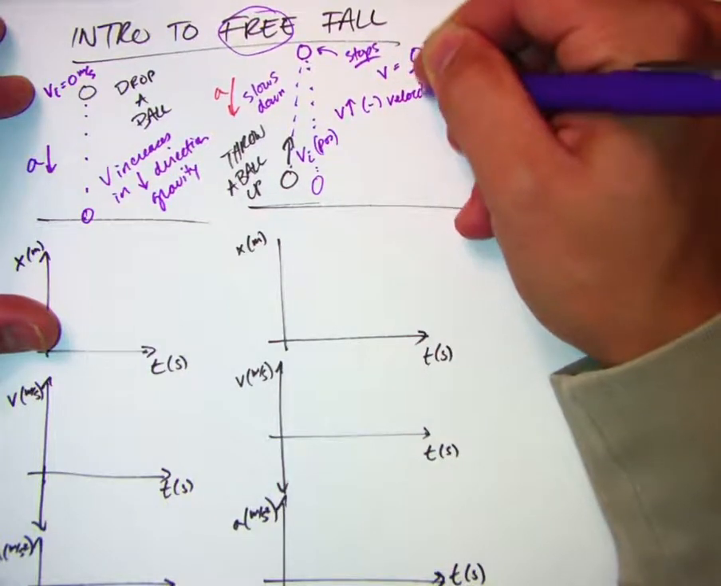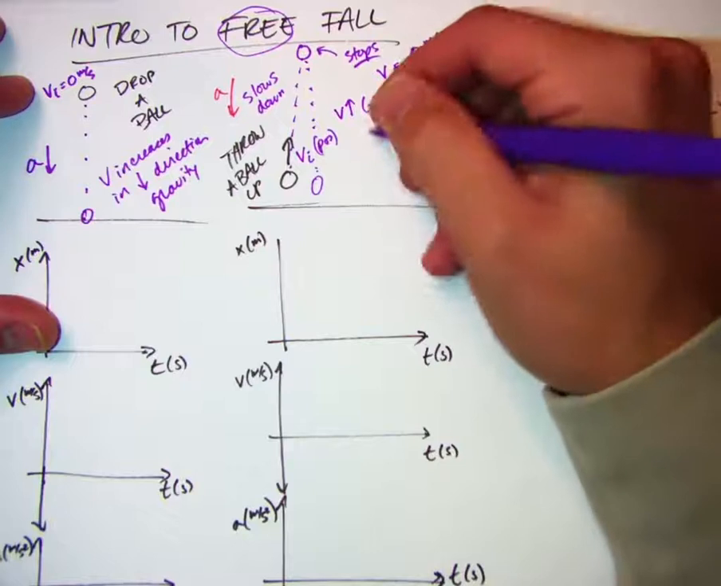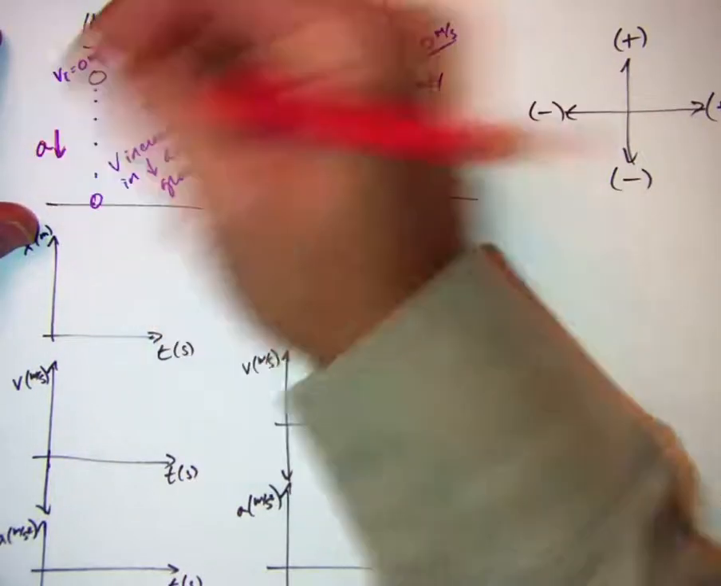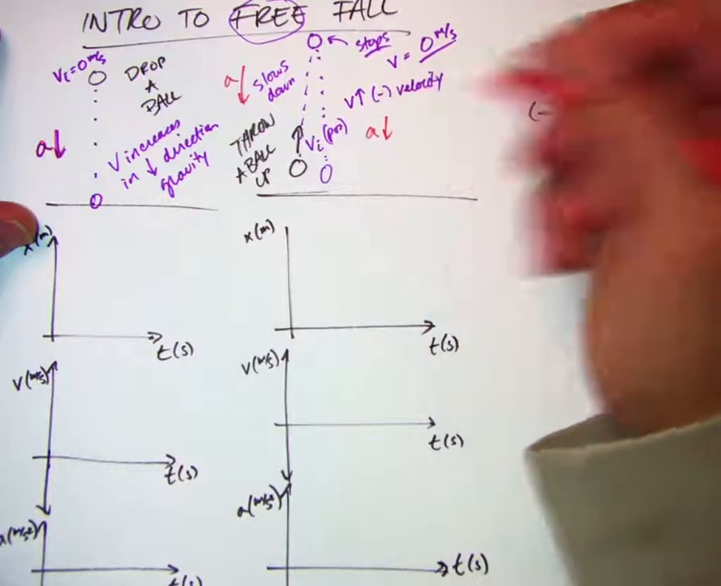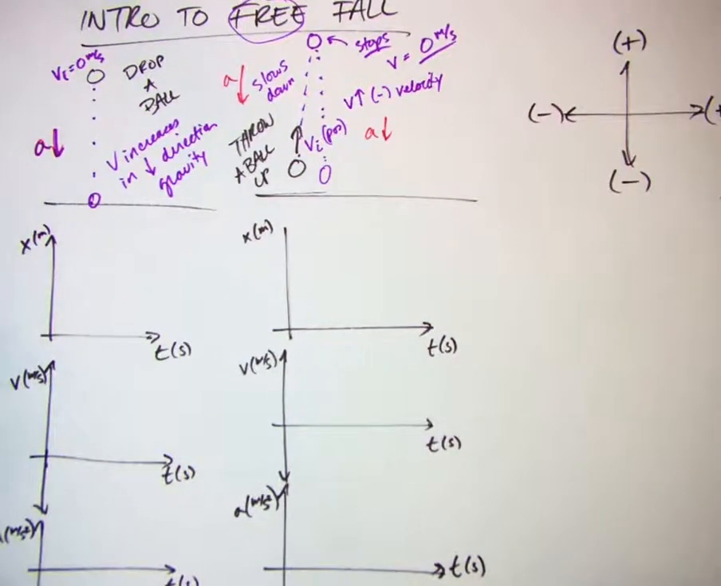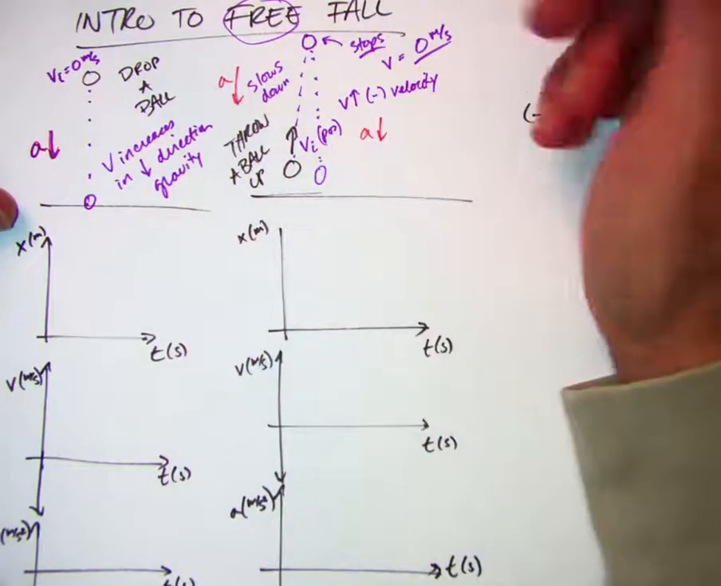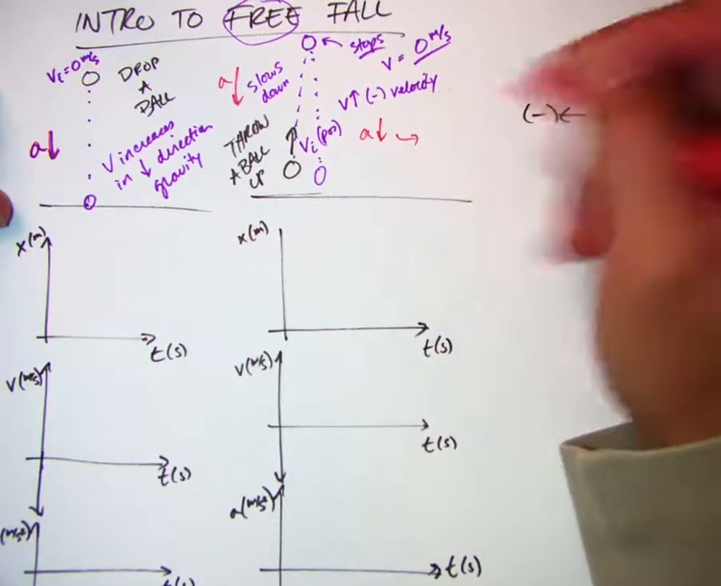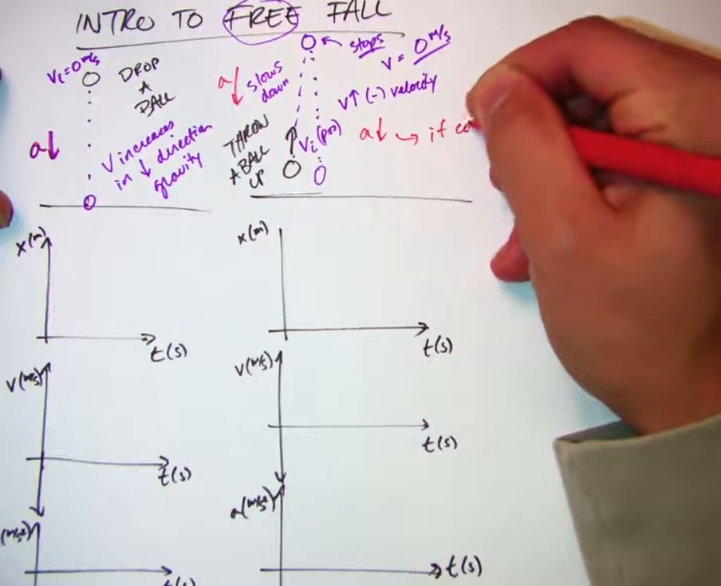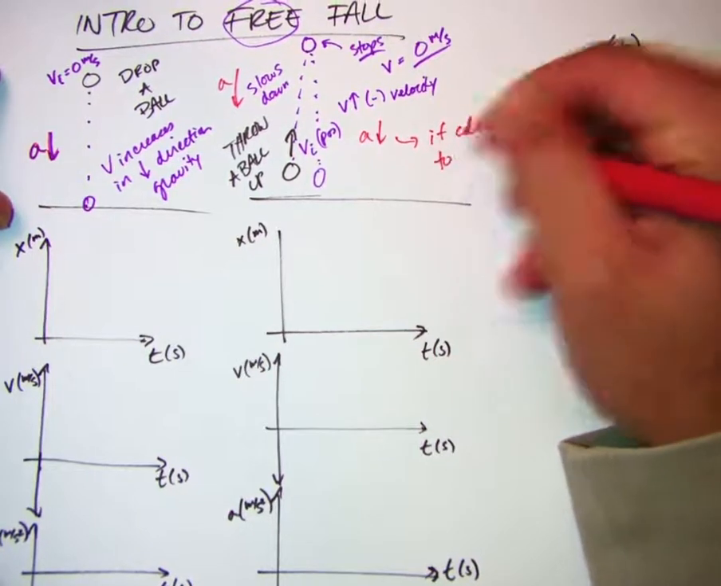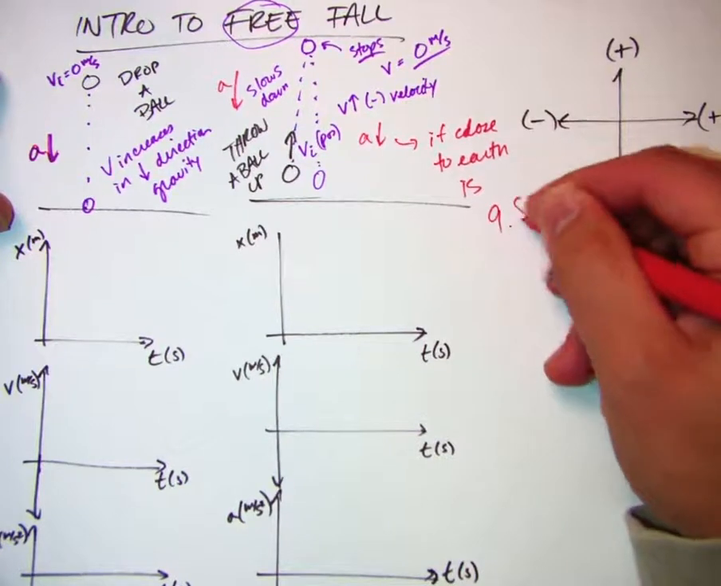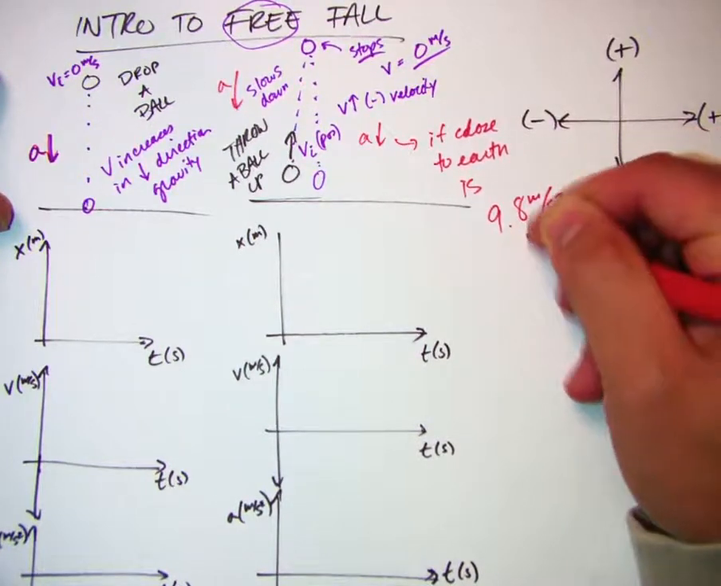So the velocity increases in the negative direction. Again, the acceleration, I should be using the same color here to not confuse you guys. The acceleration is still downward. So throughout an entire flight of an object in free fall, whether it's dropped or thrown upward, the acceleration is always negative. And that value, if close to the Earth, is 9.8 meters per second squared downward.